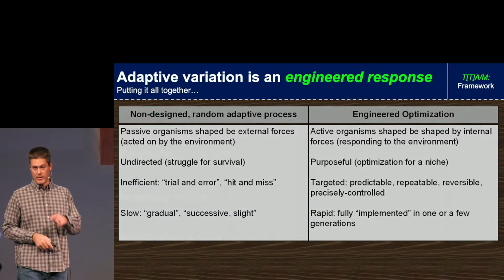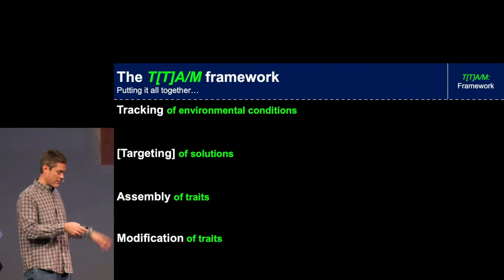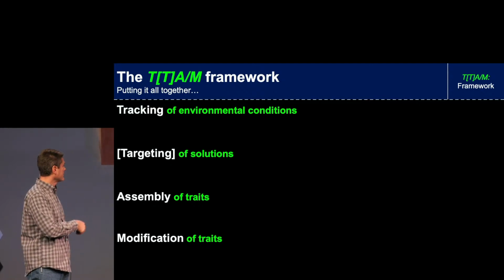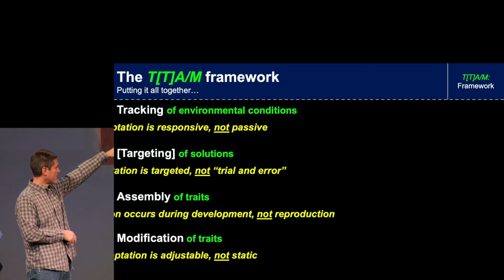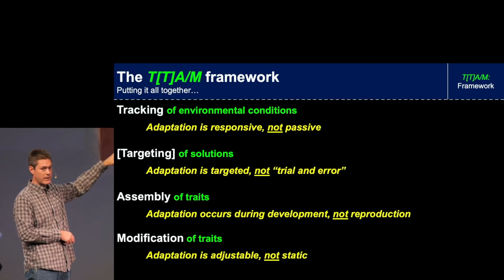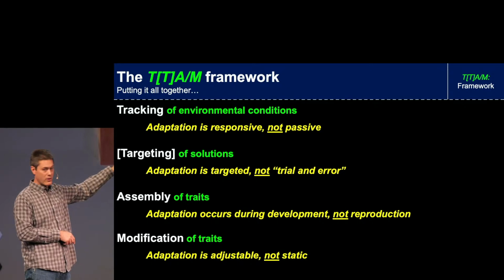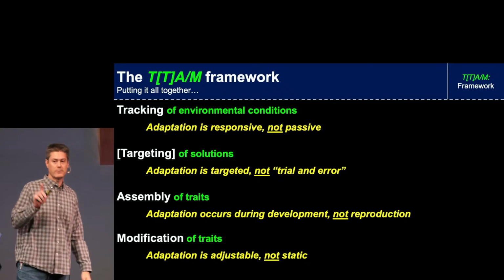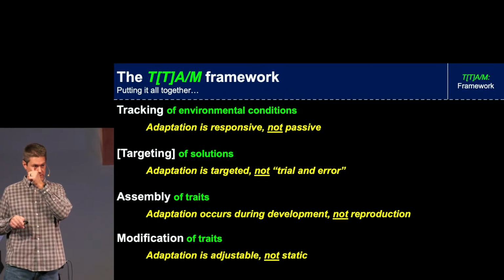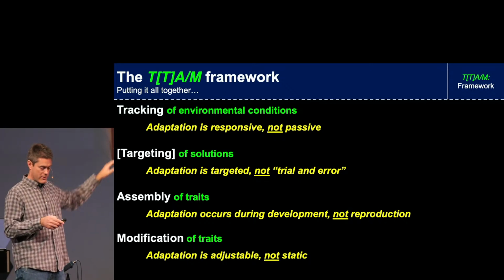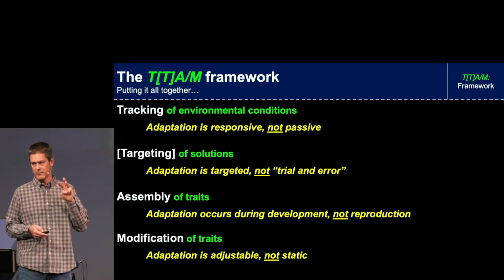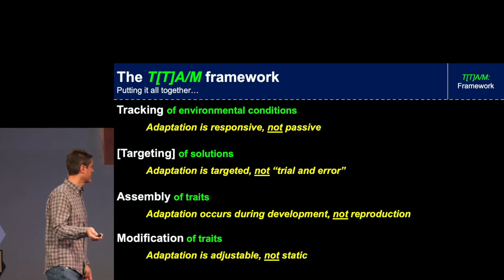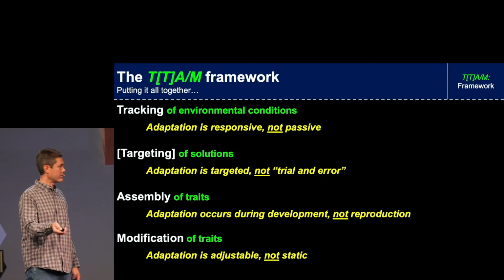So the framework, to remind you again, also describes what's going on here. We've got tracking, targeting, assembly, and modification. And as I said, the adaptation is responsive, not passive. It's targeted, not trial and error. It occurs during development, not reproduction. And it's adjustable, not static. There's something else we need to talk about, though, when we're looking for a mechanism. We're describing what's going on, but there's a couple of key characteristics of organisms that need to be explained if we're going to come up with a mechanism that describes what's happening here.